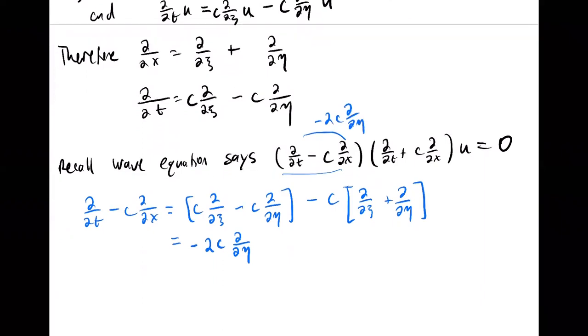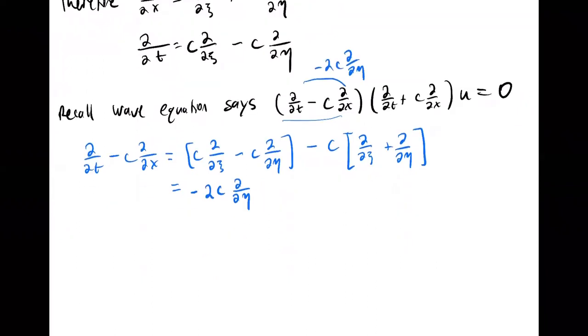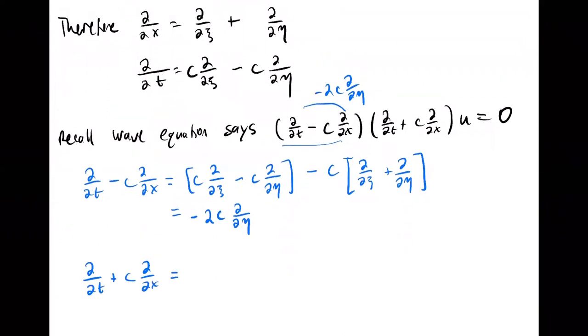And then, well, now let's look at the second term. So this is d dt plus c times d dx. Once again, I'm going to plug in the formulas we derived above. So for d dt, we have c times d d xi minus c times d d eta. And then we have plus c times, plugging in for the x partial derivative, d d xi plus d d eta.